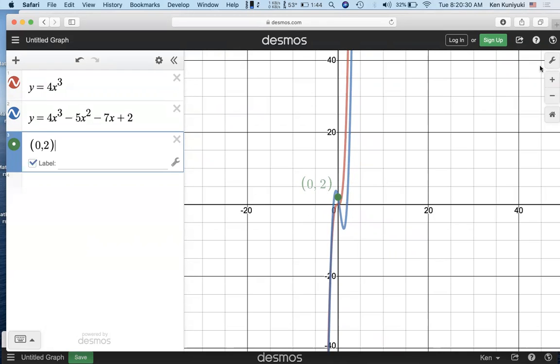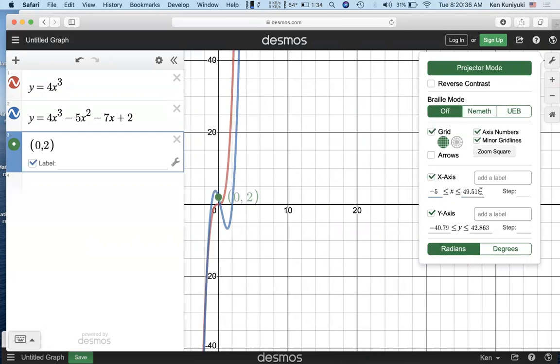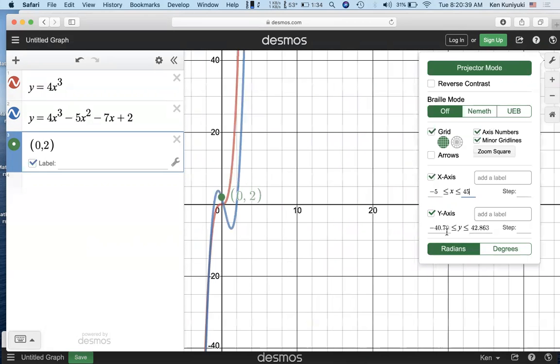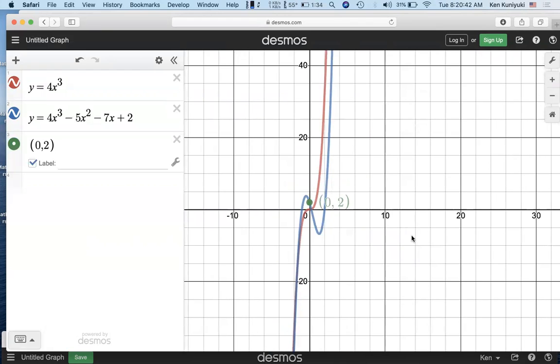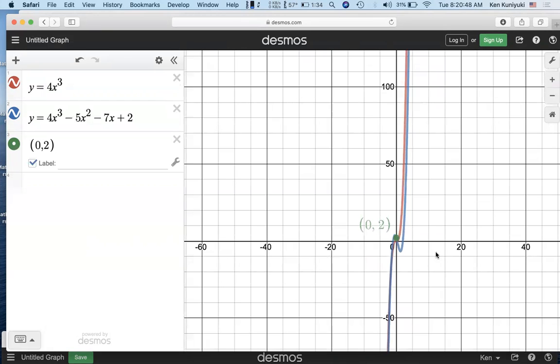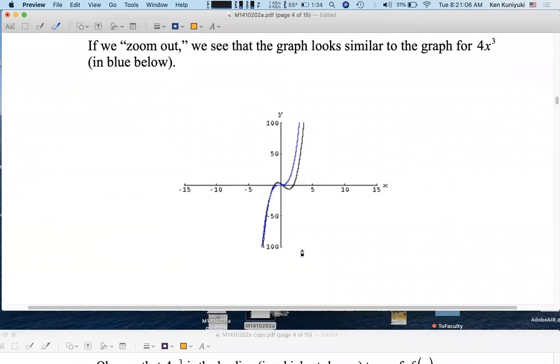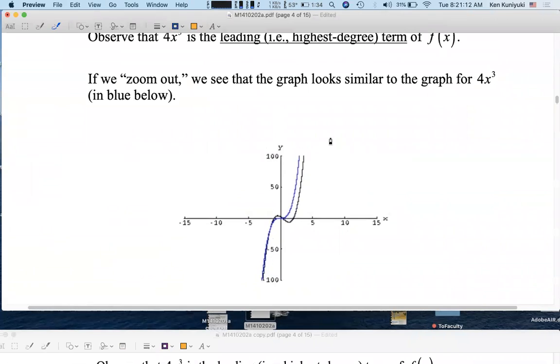It might be more helpful if we have unequal scales. Let's make the x-axis more like -5 to +5, and the y-axis going from like -40 to 40. Okay, this might be a bit more informative. You can see that in the long run, if you look at the red graph and the blue graph, they both go up, up, up as x approaches infinity, and they both go down, down, down as x approaches negative infinity. They share the same long-run behaviors. Y equals x cubed is in blue here, and the graph we care about is in black. The graphs look similar in the long run.